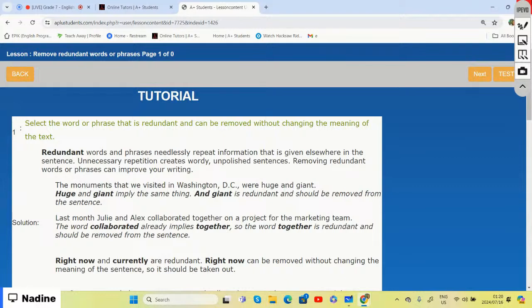All right, so we see that redundant words and phrases repeat information that is given elsewhere in the sentence, right? So unnecessary repetitions prevent us from having worthy and polished sentences. Removing redundant words and phrases can improve our writing.